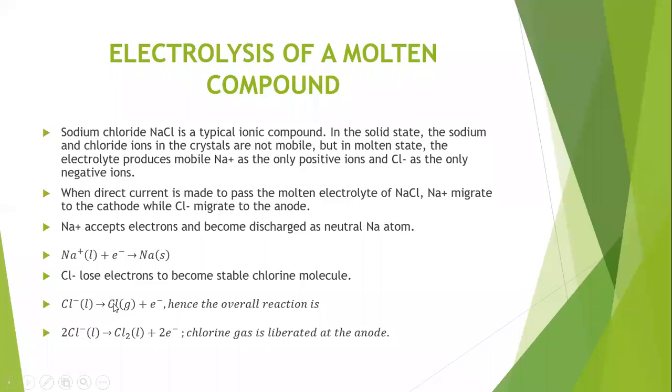Then it's going to form an atom, a Cl atom. For me to be able to produce chlorine gas, I need another reaction of this nature to make up this chlorine gas. That's why you multiply the first reaction by 2 to get this. So chlorine gas is then liberated at the anode and then collected.